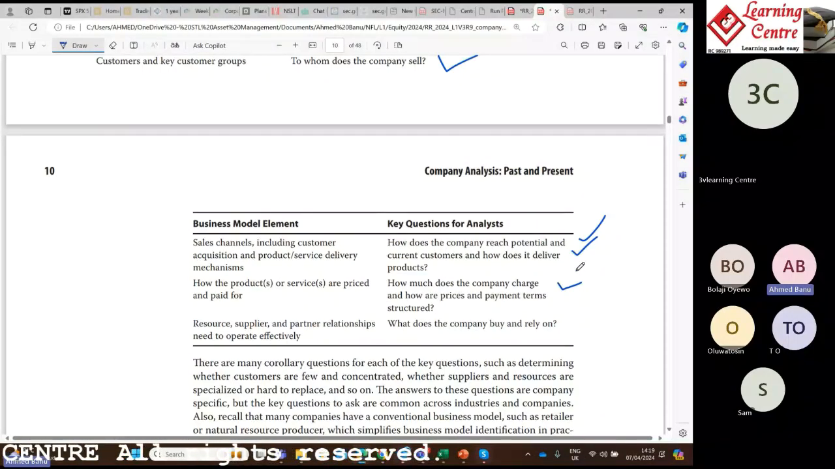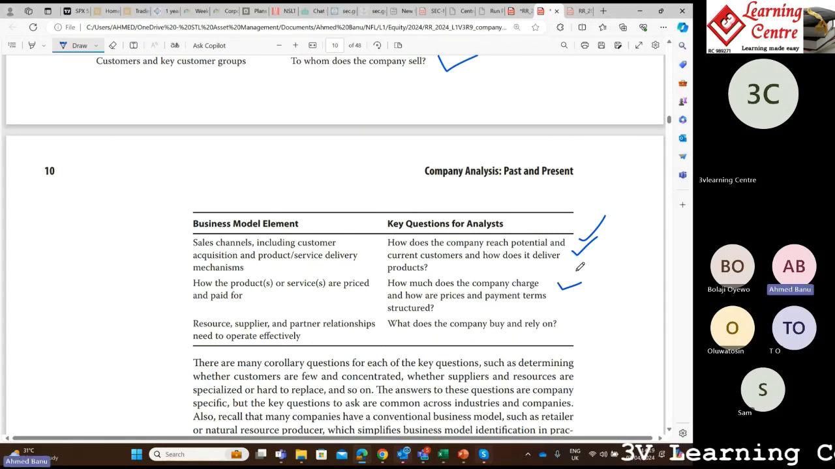How do you generate your revenue? What prices do people pay you for your services? Is it as a percentage of AUM? Is it a percentage, or is it per hour? Is it by number of staff? Is it a one-off fee? How do you come about these fees? And what does the company buy and rely on?